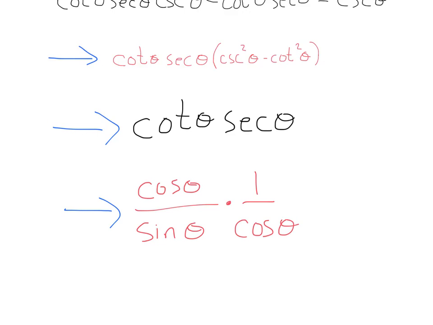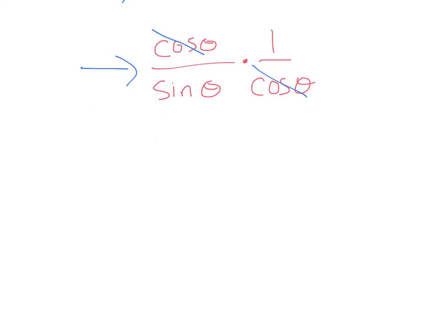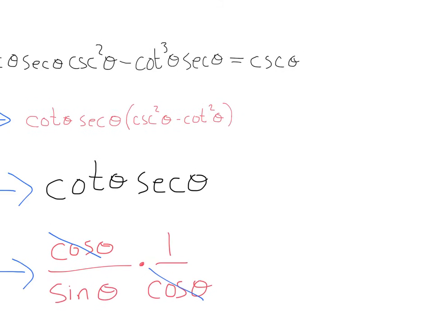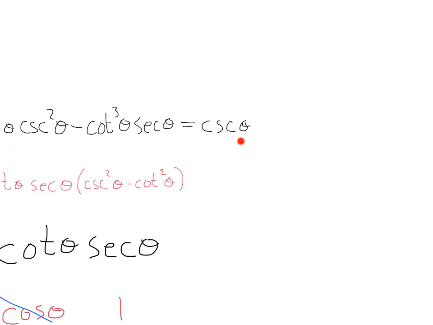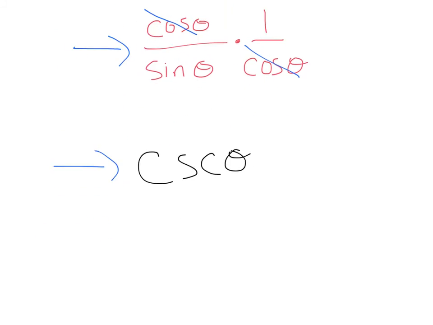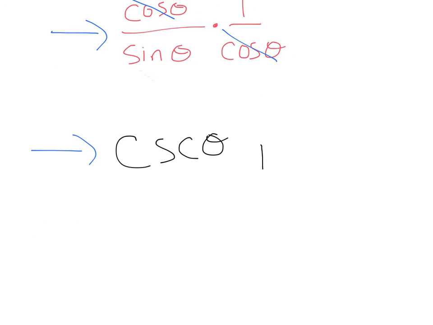And check this out. Boom, boom, our cosines cancel, leaving us with just 1 over sine, but we know that 1 over sine, using our reciprocals, is cosecant theta, and that's exactly where we wanted to end up. So all of that changes to cosecant theta.